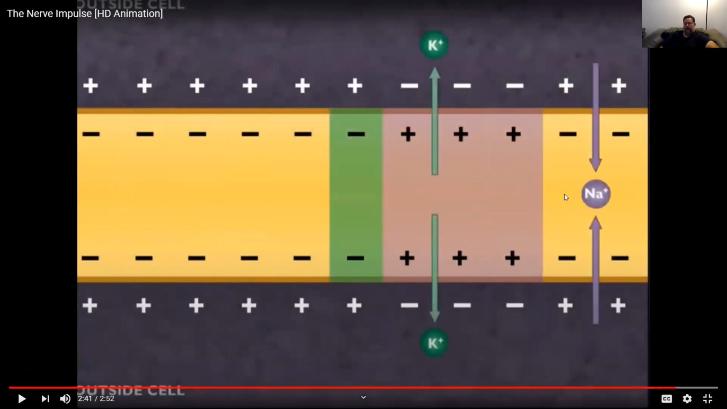So you can see this region is becoming more positive and this region is becoming more negative. When the potassium leaves, this becomes more negative, relatively speaking. And then, of course, the sodium-potassium pump's always working in the background, but it's not immediately important for this part.